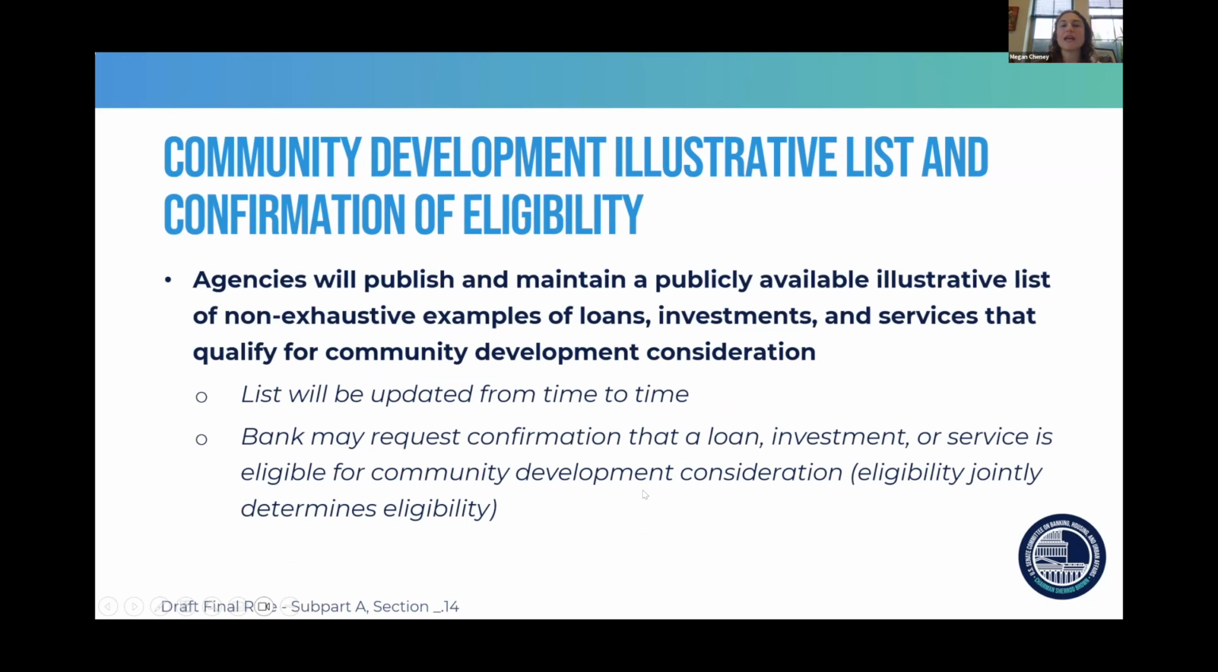And the agencies are also going to be publishing and maintaining an illustrative list. It's non-exhaustive, but it's a list of loans, investments, and services that would qualify for this community development consideration. This is really just to clarify for everybody what will qualify. And they'll be updating that list. And a bank can also request confirmation at any time that a loan, investment, or service would be eligible for consideration. And that's something that I think the regulators had heard quite a bit of feedback on. And so I think this is something that's responsive to try and make sure that maybe new or more innovative activities can get credit.